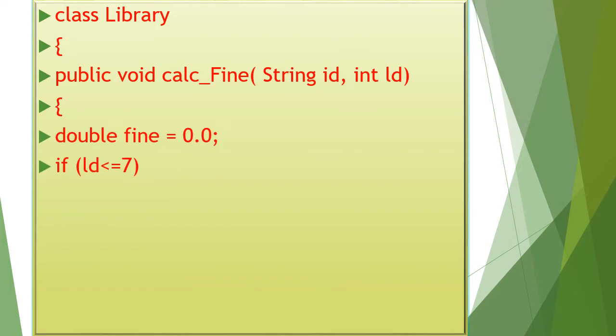We define a variable here, fine. Fine is the variable for storing the fine amount, and that is initialized to 0.0 because fine is defined as a double type variable. And based on the given condition in the question, we check the first condition by using if statement. If LD less than or equal to 7, the fine calculation is fine equals LD star 2.0.